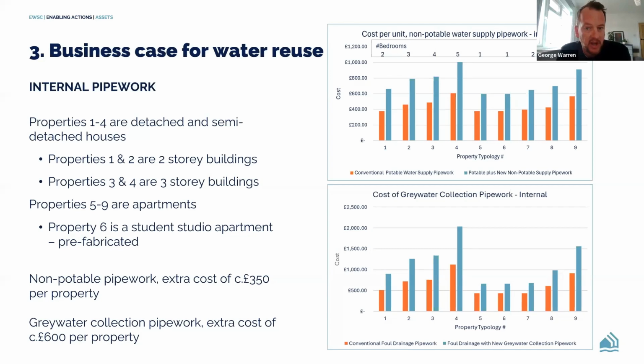So properties 5 to 9 are apartments, and although when you actually look into the data, there's a variance there between the 5 and 6 property typology. What's interesting is that they're both one bedrooms, but one is a student studio apartment type prefabricated approach compared to site 5, and just looking at the different ways in which those would be constructed. But I think the takeaway from that piece of work was around looking at non-potable water pipework around the £350 per property mark, and grey water collection around the sort of £600 per property mark.